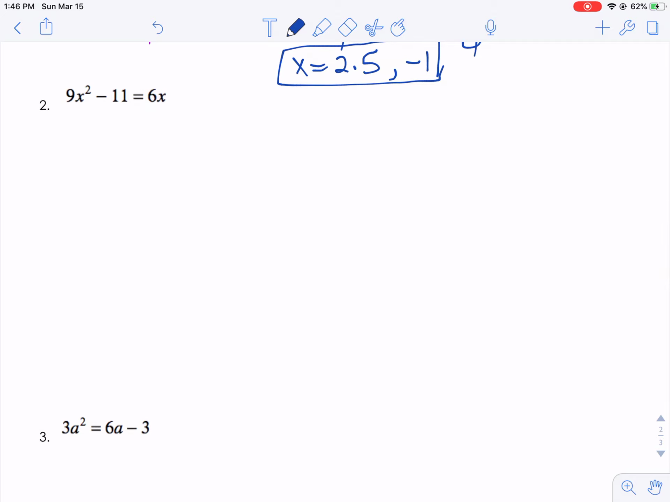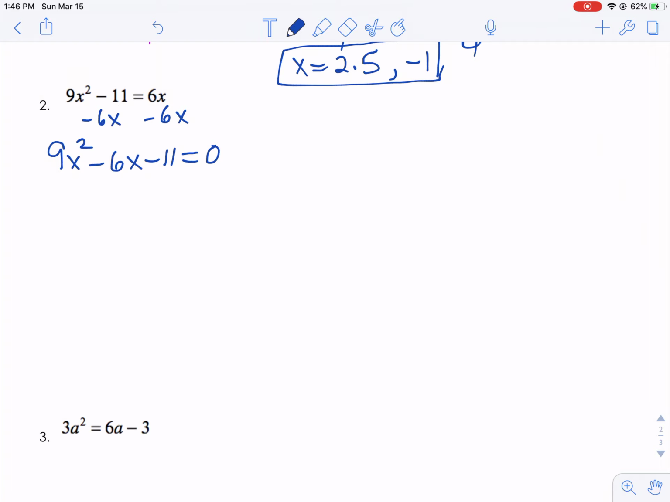All right, number 2. The instructions are to use the quadratic formula. So this is the method we're going to use. And in order to do the quadratic formula, everything has to be on the same side. The equation has to be equal to 0. So I am going to subtract 6x from both sides. That gives me 9x squared minus 6x minus 11 equals 0 when I put everybody in order.